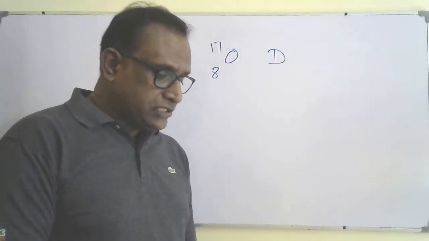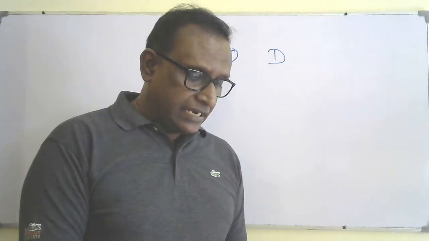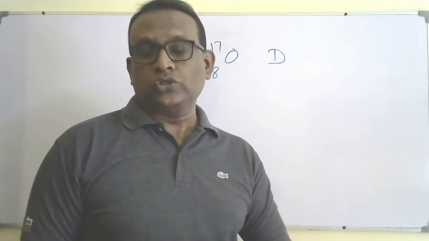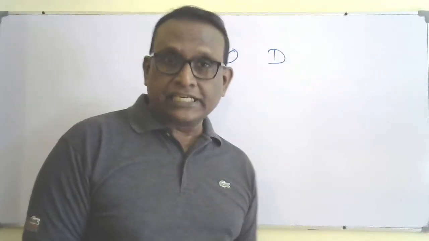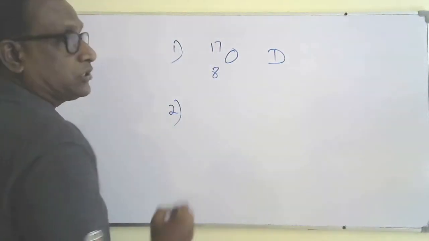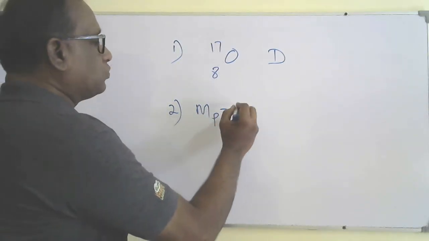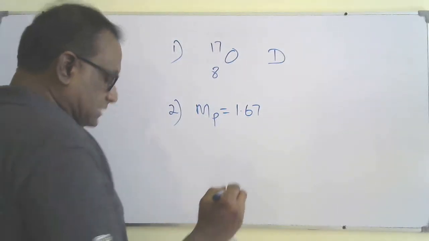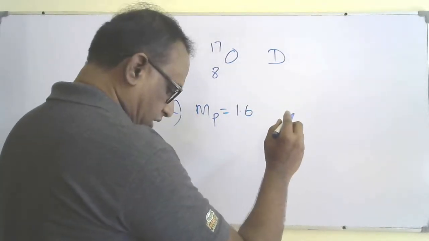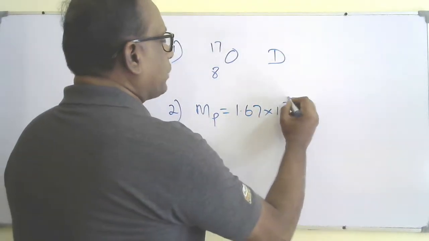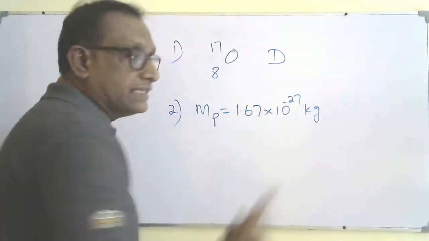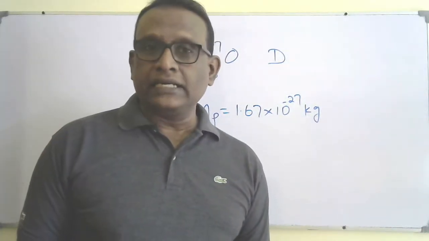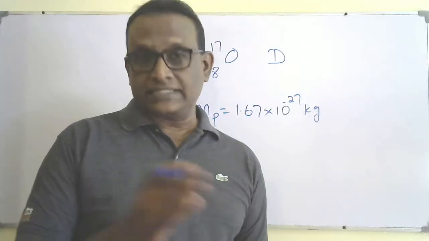Question number 2, which row in the table gives the charge and mass of an antiproton? The mass of a proton is given in the data sheet. We know the mass of a proton is 1.67 times 10 to the power minus 27 kilogram. That's given in the data sheet. Mass of an antiproton also will be the same. You know, any particle and its own antiparticle will have the same mass.